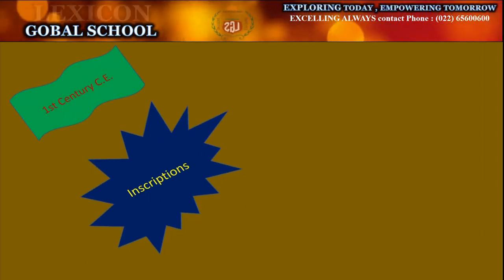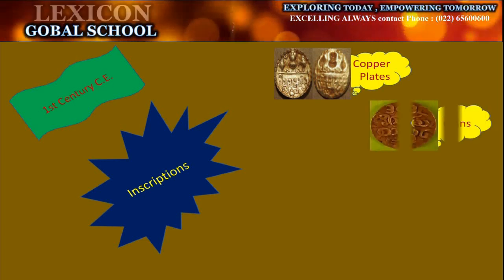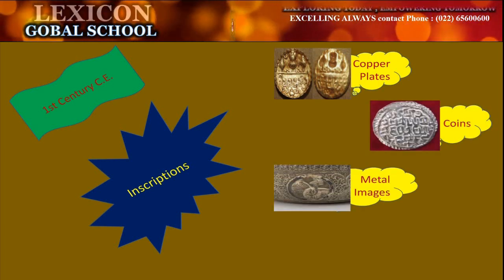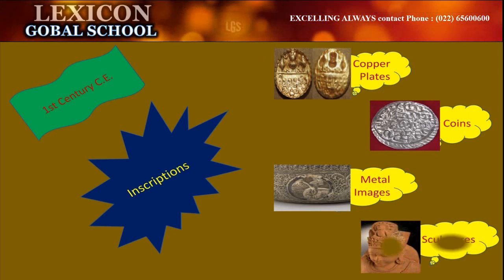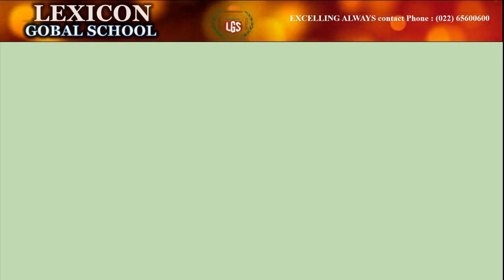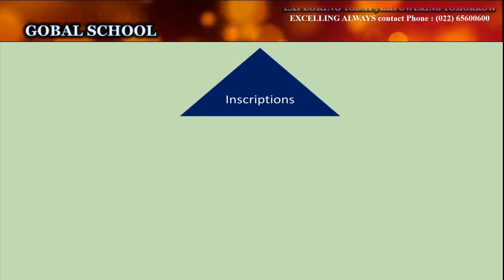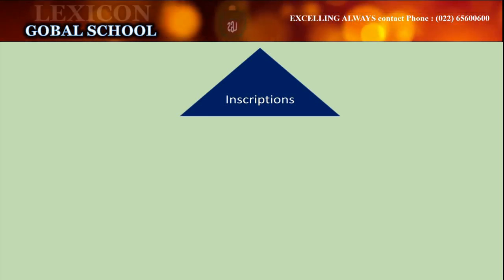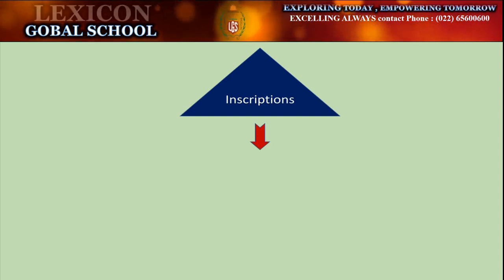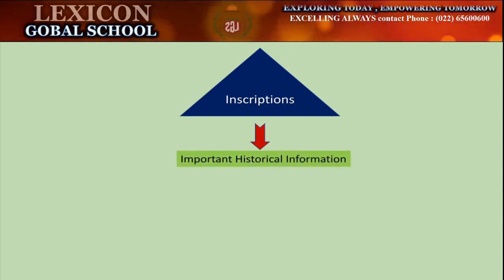Then in the 1st century CE, inscription began to occur on copper plates, coins, metal images, sculptures, and so on. What information did these inscriptions give to the people? These inscriptions provided important historical information.